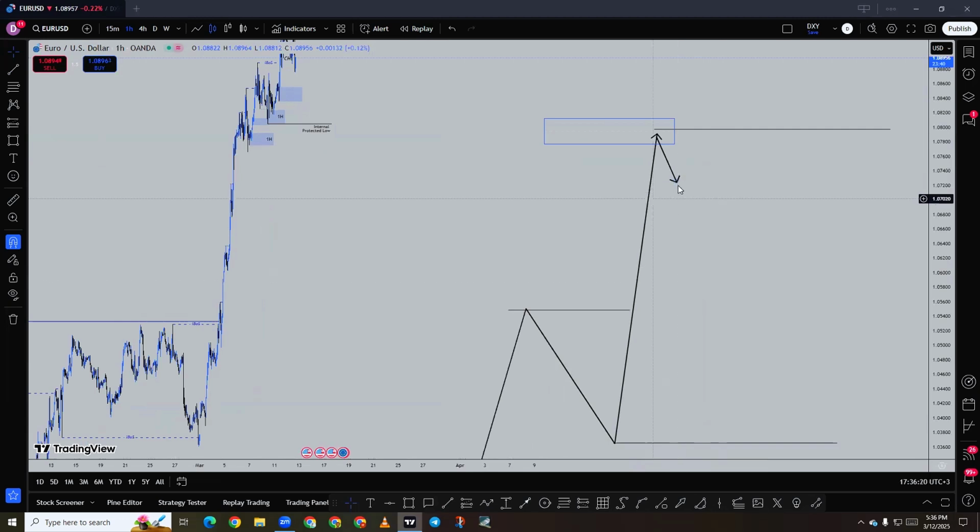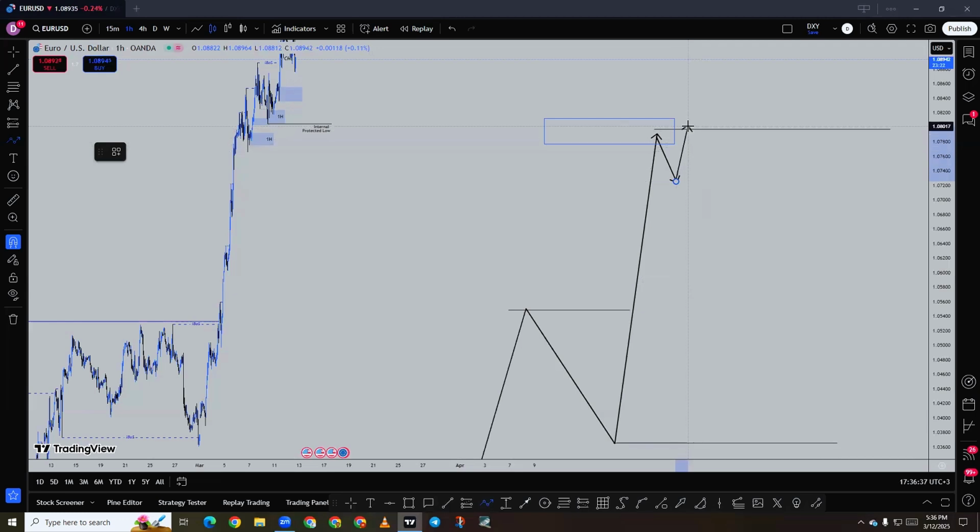So how do we trade that? Remember, we are also following the internal structure. The internal structure is kind of like the precursor. It's one of the first signs that tells us that the swing pullback has already begun.